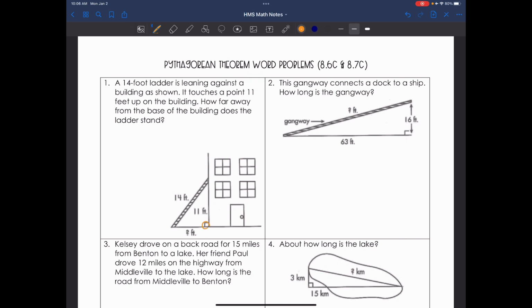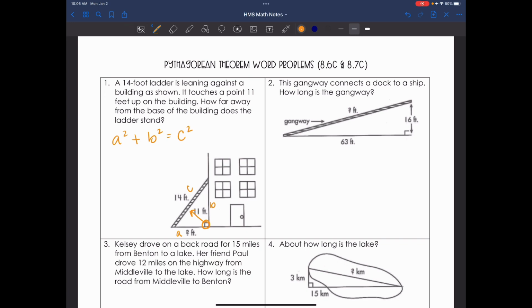So first thing I'm going to do is identify my sides. So I found my right angle. I know across from that is going to be my hypotenuse, so that's going to be side length C. Now from there, it doesn't really matter what I label A and B. So I just chose the shortest side as A, and then the 11 feet is B. From here, I'm going to put it into my formula. A squared plus B squared equals C squared.